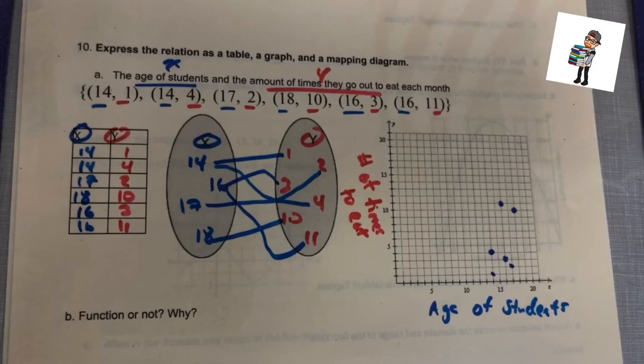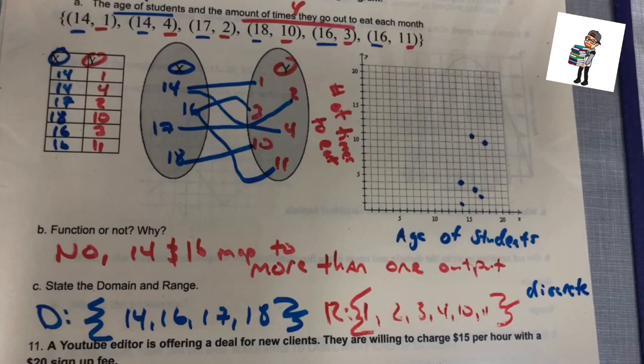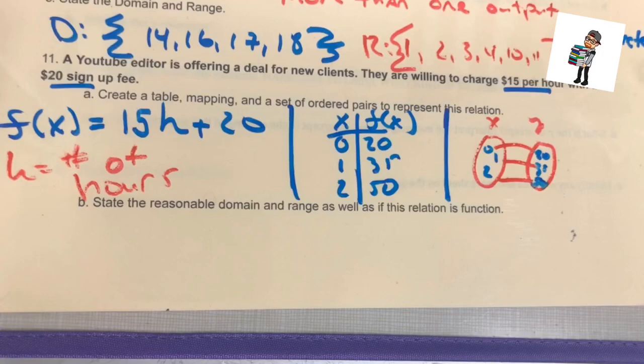Ask yourself, is this a function or not? Does it pass the vertical line test on the graph? Does each input map to only one output? And the answer is no, because 14 and 16 map to more than one output. The domain, this is discrete, so you just list out all the domain and range values.